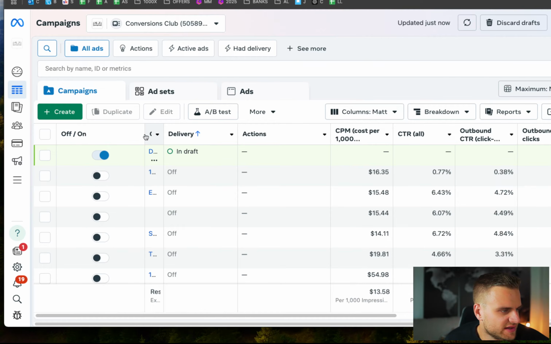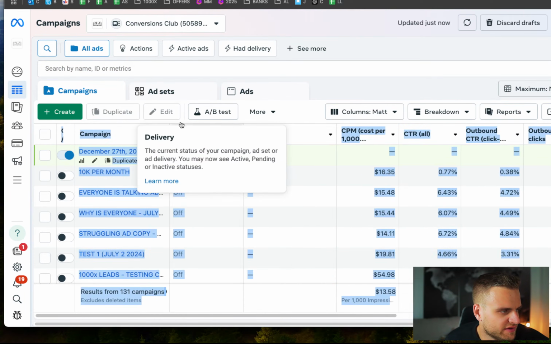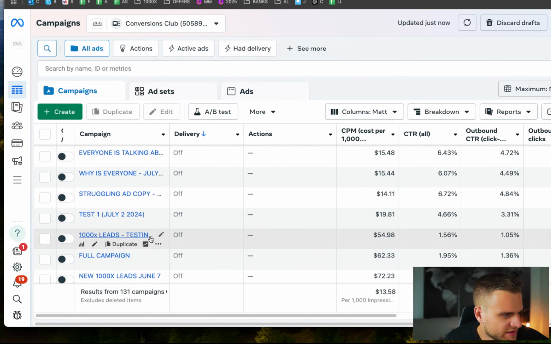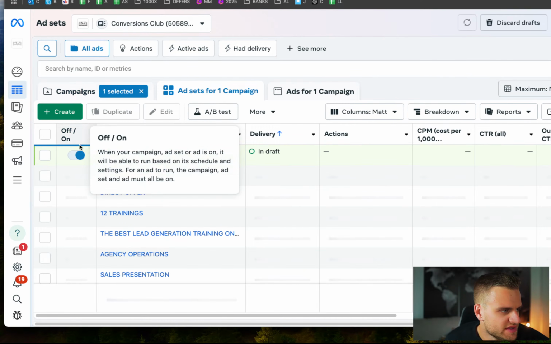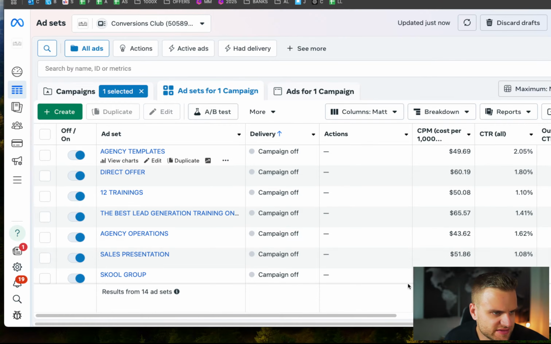So let's see. Let's go into one of my campaigns here. I'm not currently running ads, but I just have this open to show. So for example, let's go to this campaign here. These are some different lead magnets that I've tried for my business at some point.